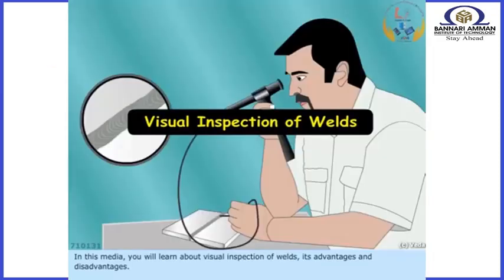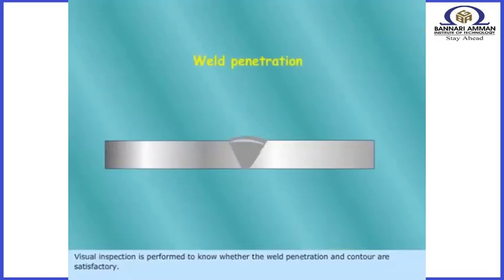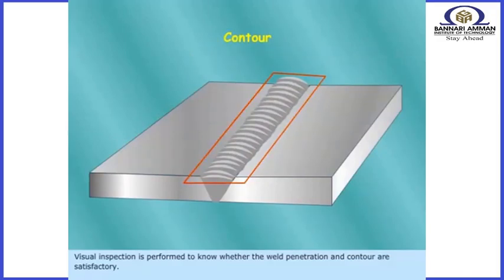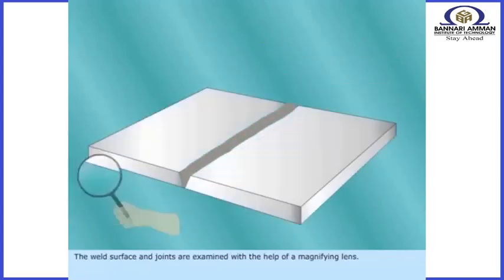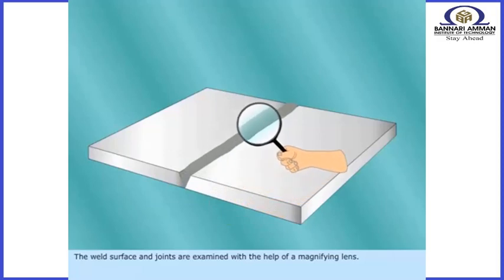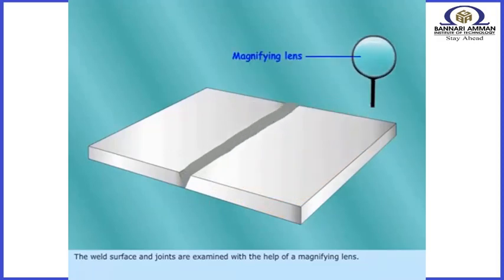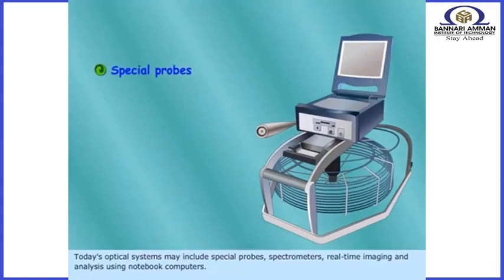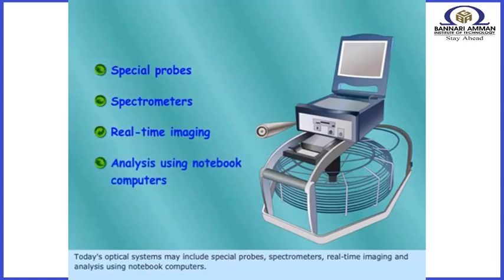In this media, you will learn about visual inspection of welds, its advantages and disadvantages. Visual inspection is performed to know whether the weld penetration and contour are satisfactory. The weld surface and joints are examined with the help of a magnifying lens. Today's optical systems may include special probes, spectrometers, real-time imaging, and analysis using notebook computers.